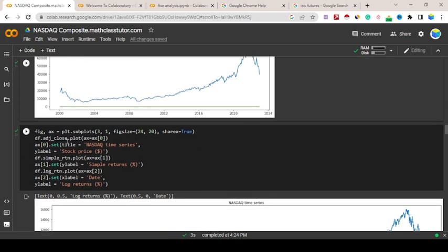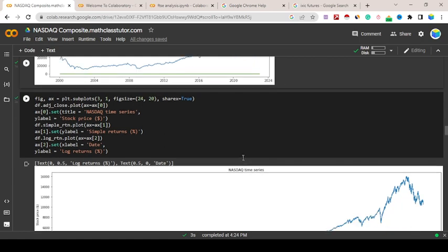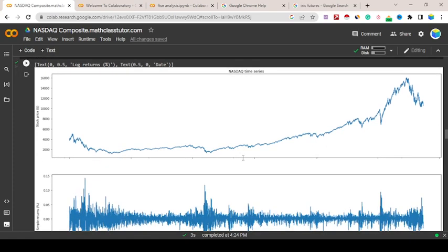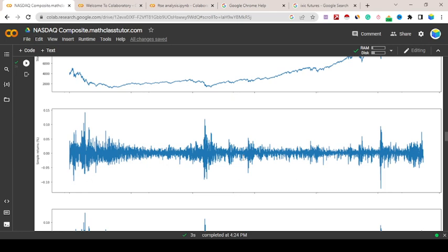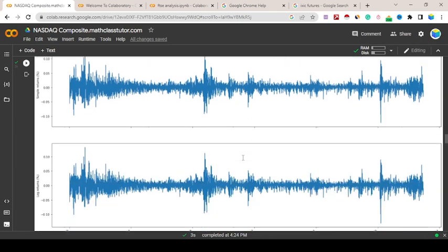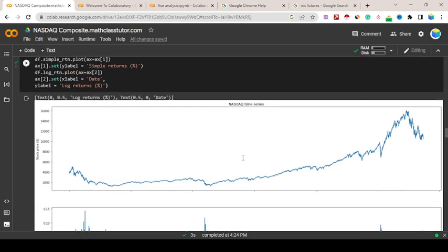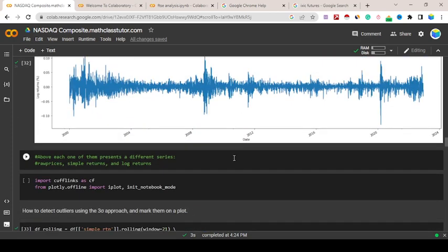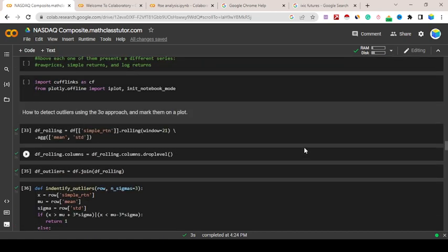Now the figure is a plot I have made of the adjusted closing price and the simple return I have taken, which looks like this. Look here, the stock price is going down, this is the simple returns, and now the log returns. So we can see all three together. Each one of them presents a different series: the raw price, the simple returns, and the log returns, as we have just discussed.